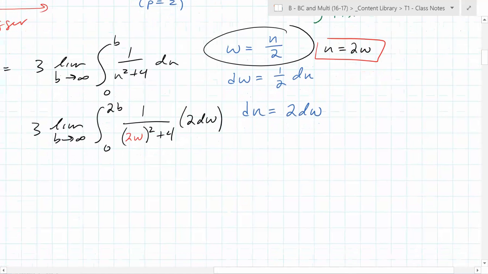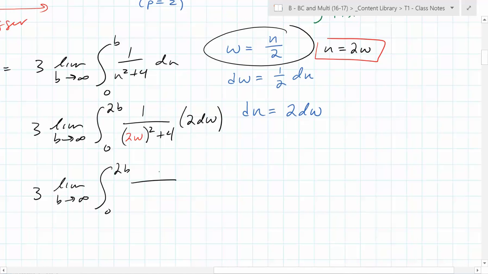So can we simplify this? Say yes. Limit as b goes to infinity, 0 to 2b of 1 over, or not 1, what is it? 2 over 4w squared plus 4 dw. What can I factor out now? You can factor out 4 from the denominator, and what can I factor out of the numerator? So it turns into 6 over 4. Oh, I got to put the limit in there.